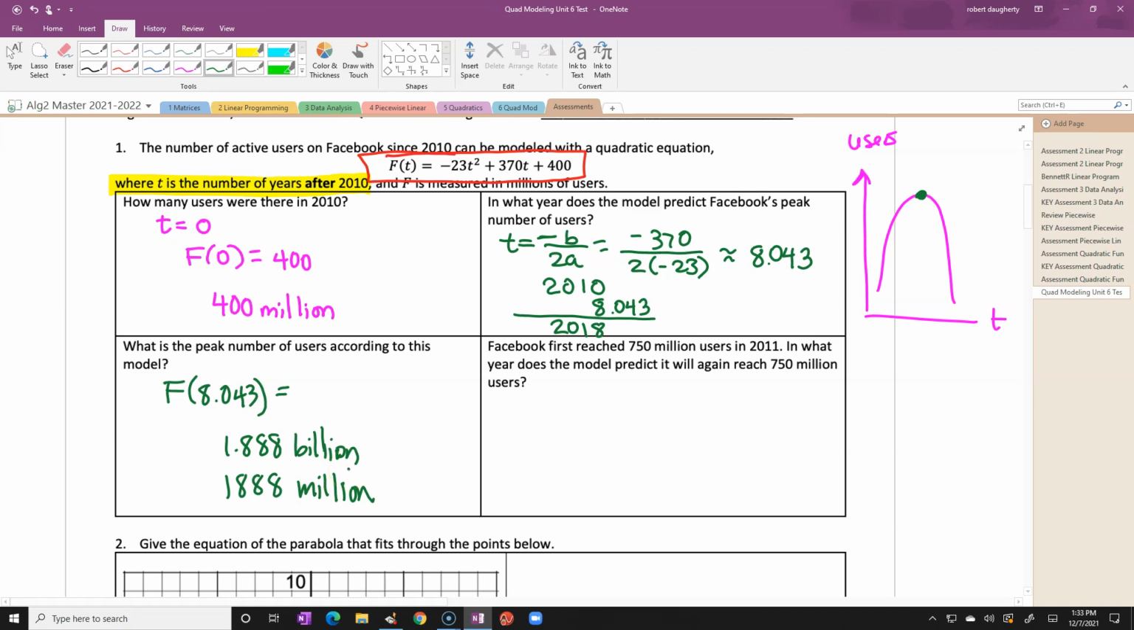Facebook first reached 750 in 2011. In what year will the model predict it will reach 750 again? Well, all I have to do is just set that equation equal to 750. Negative 23t squared plus 370t plus 400. I'm in luck because my calculator knows how to do this. The calculator wants this thing set equal to 0. So minus 23t squared plus 370t plus 400 minus 750.